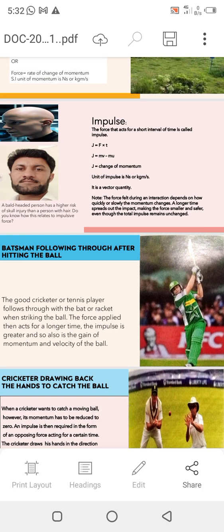And here I have given an example, right? On the top of this picture, I have taken a picture which has a bald headed person.